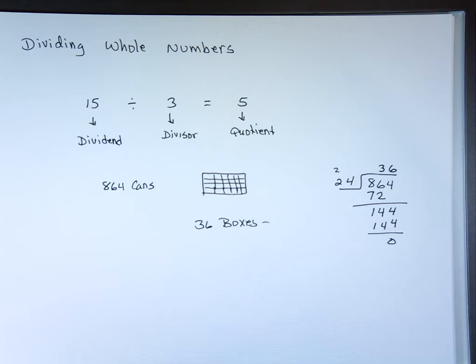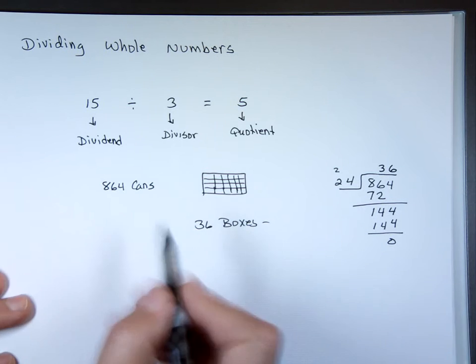I'll give you another example. It's not always going to be a remainder of 0. Sometimes you have a remainder. So that's one example here.